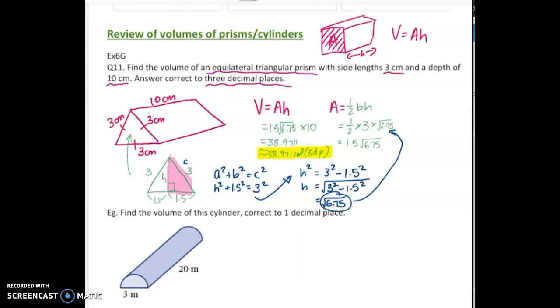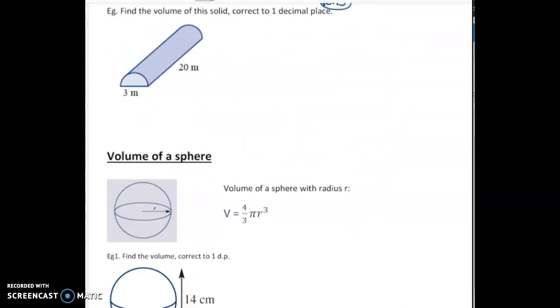Let's have a look at the next example. In this example, we want to find the volume of this solid. We can see this solid is a prism because no matter where we cut this solid across the length of the solid, we'll get this shape at the front, which is the cross-sectional area. So let's write down the formula for the volume of a prism, which is A times H, where A in this case is the area of a semicircle, which is half of pi r squared.